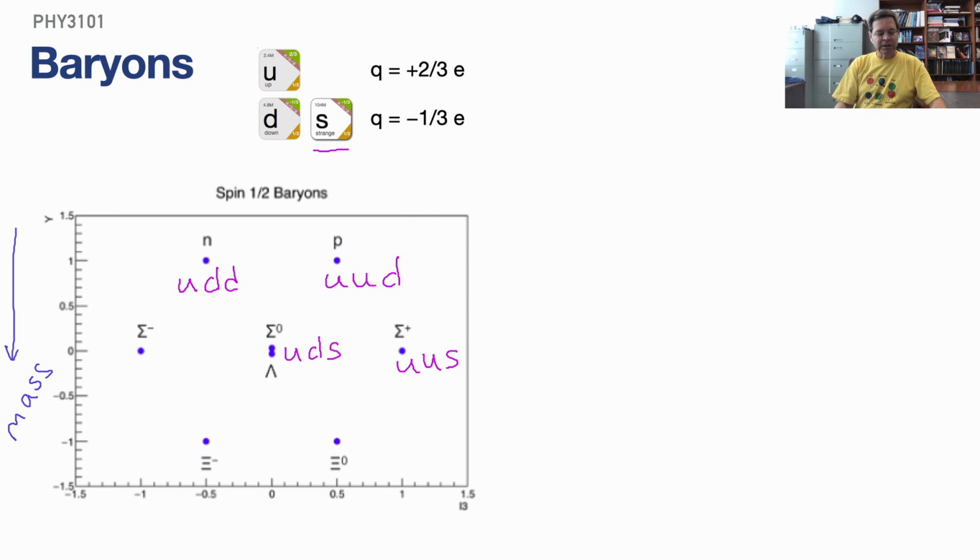Okay. And sigma minus, well, in that case, I want to keep the 2 down quarks and change the up into a down type quark, meaning a strange quark, to come with charge minus e. So this would be basically d, d, s. And that would make a sigma minus baryon.